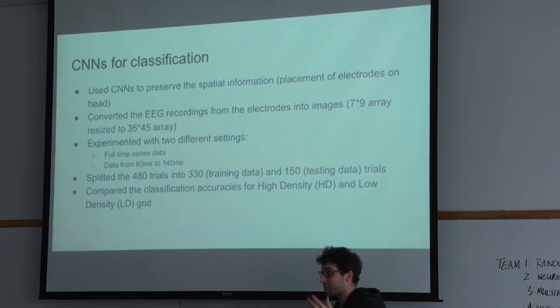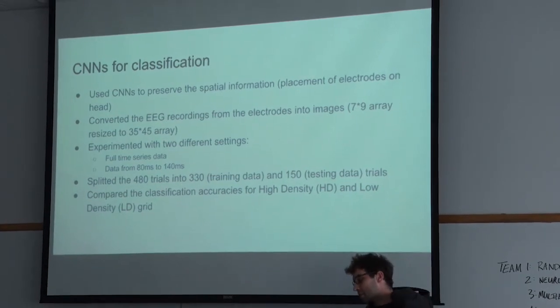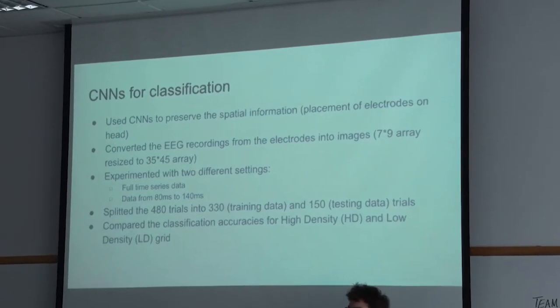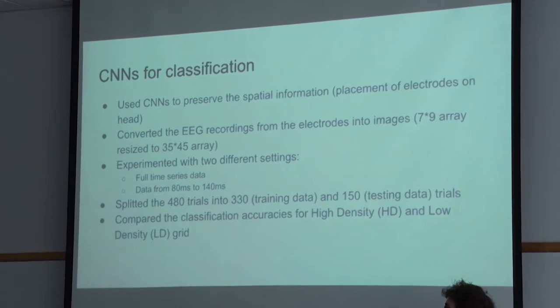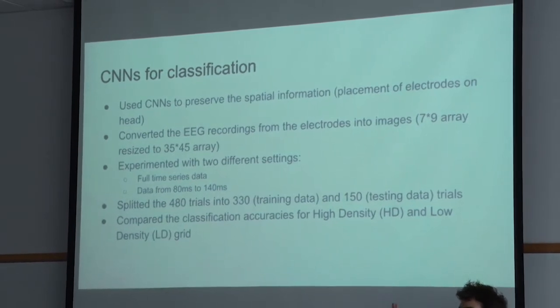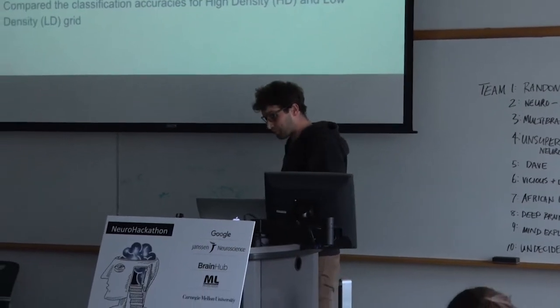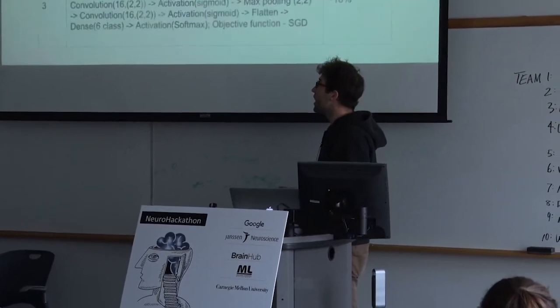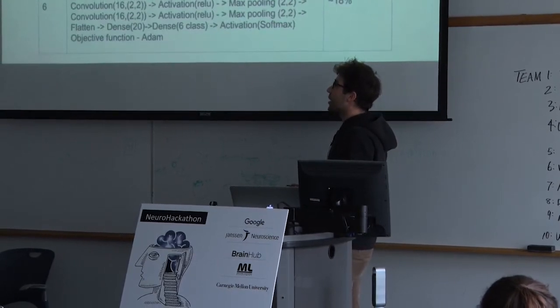We next used a convolutional neural network to see if we could get better accuracy, but more importantly, accuracy that was contingent on the spatial information. So the convolutional neural network was trained with an X by Y array of where the electrodes were oriented in space, and then the signals from those. We didn't get great accuracy, so we tried a bunch of different network architectures.